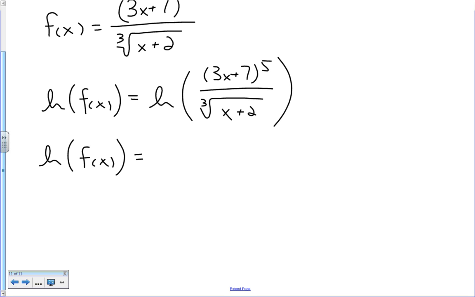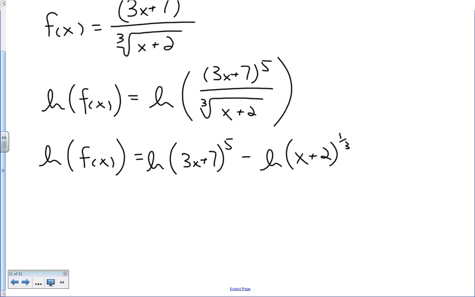So the left-hand side stays the same, and the right-hand side is what I want to rewrite. If I have the log of a quotient, which is what I've got here, I can rewrite that as the difference of logs. So I can rewrite this as the natural log of 3x plus 7 to the 5th power minus the natural log. Now, I'm going to rewrite this as a power again because that's what I want to eventually have, but the cubed root of x plus 2 is the same as x plus 2 to the 1/3 power. So that's how I'm going to write it, x plus 2 to the 1/3 power.